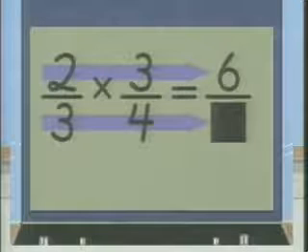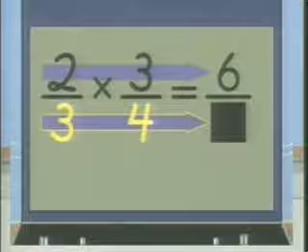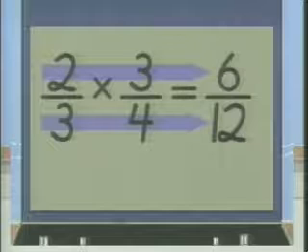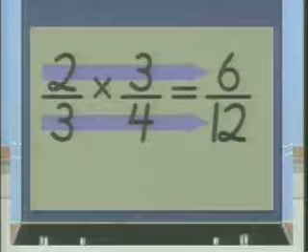When we multiply on the bottom, what do we get? Yes, 12. 3 times 4 is 12. So 2/3 times 3/4 equals 6/12.